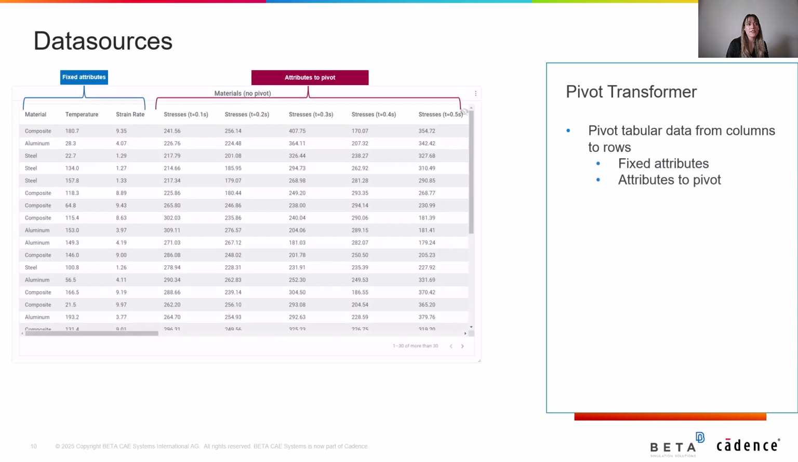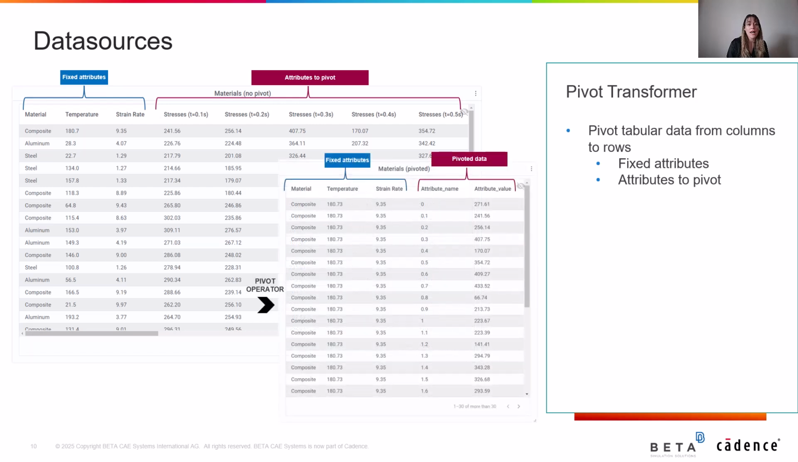There is a menu that helps you define how the transformation takes place. It can be done with one of the two options. The fixed attributes option lets you define which attributes will stay constant while everything else is pivoted. And the attributes to pivot option, here you define which attributes will be pivoted into rows. All other attributes will remain fixed.